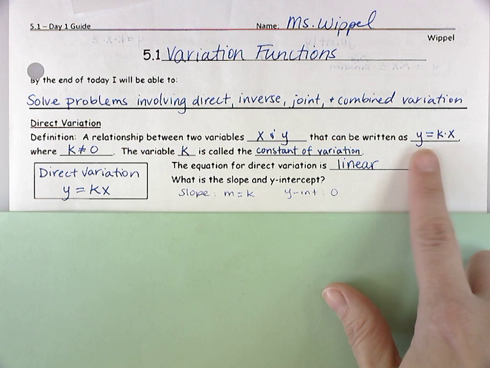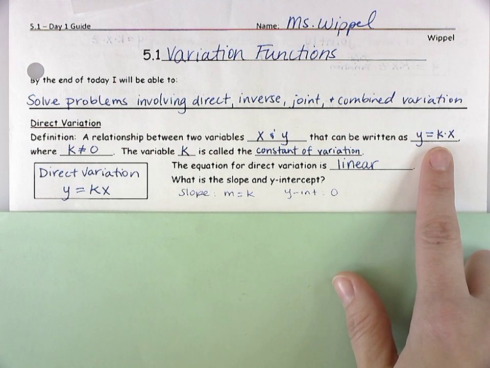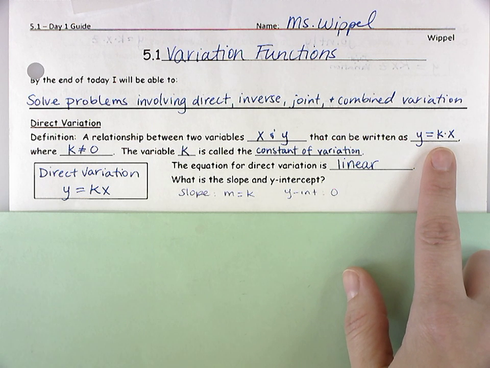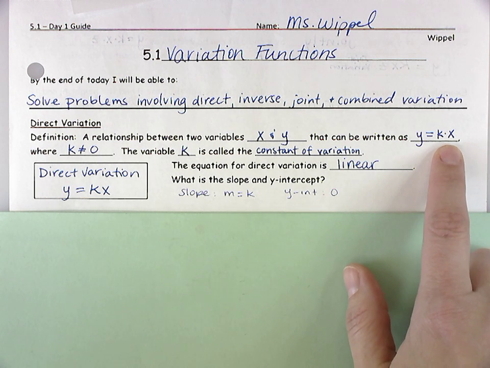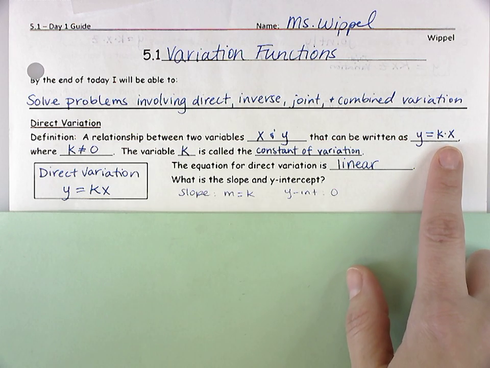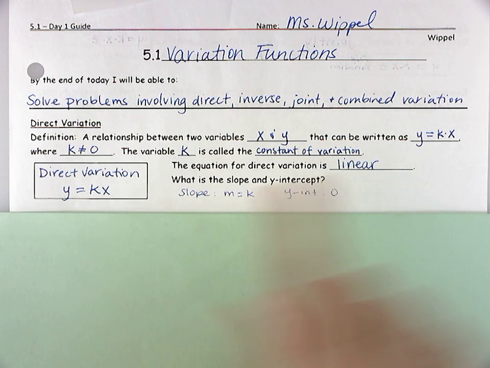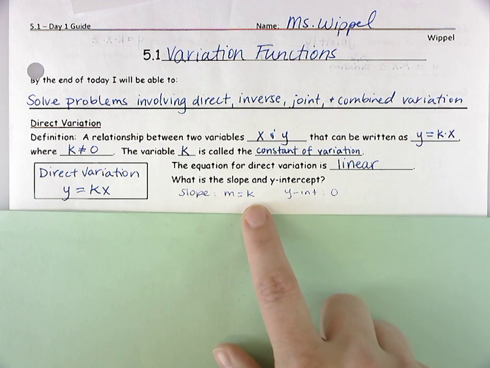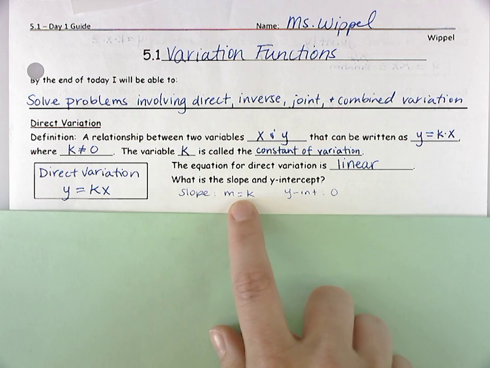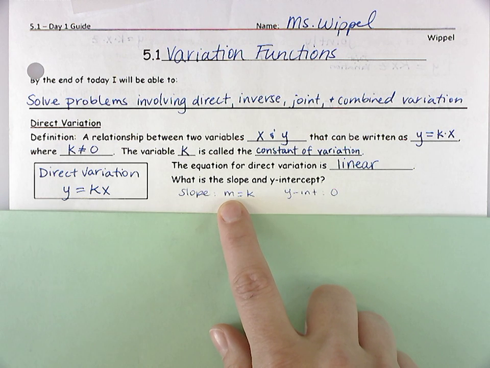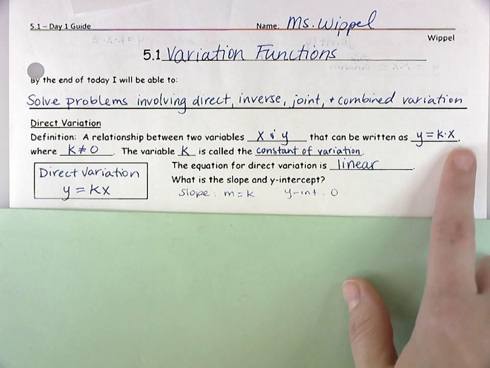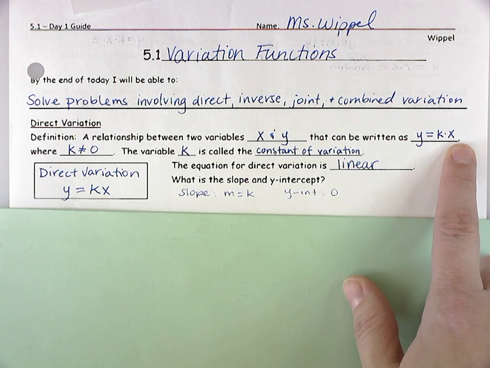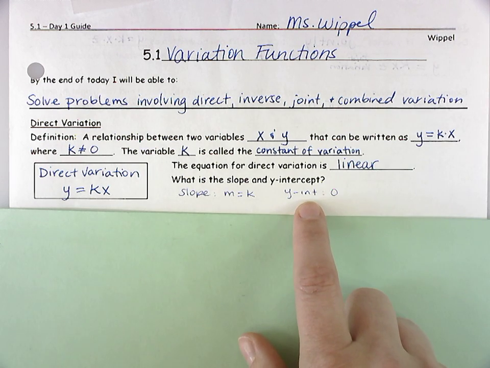Notice that this equation is linear. Can anybody tell me how we know this is linear? Because the variable's to the first power. Good. So it's x to the first power, so this is going to be linear. And then it says, what is the slope and the y-intercept? So we know that the slope is always in front of the x term, so our slope would be k. And when I say m equals k, do you guys remember that m is the variable for the slope? So that's just the slope is k. And then the y-intercept is 0 because we don't have anything added or subtracted to the end. So your y-intercept is going to be 0.